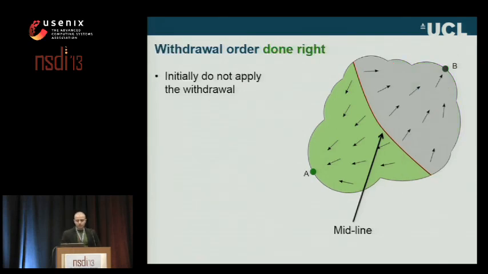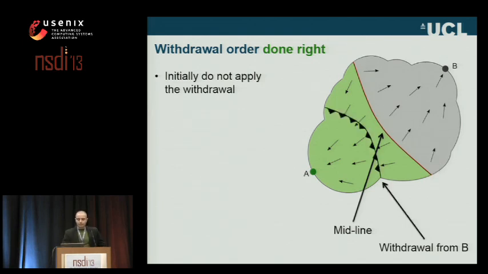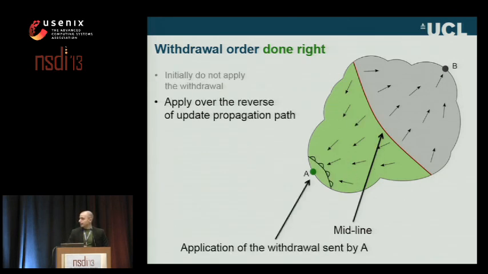Well, the simplest and most obvious solution is to just not apply the withdrawal. Then we have no problem. It will simply propagate, and as it propagates, it doesn't change paths on intermediate routers. What we do is separate the reception of a routing update from its application to the forwarding table, which changes how packets are forwarded. We do not change how packets are forwarded. So we will let the withdrawal propagate, and then as soon as it hits the other end of the network, we want to start applying it.